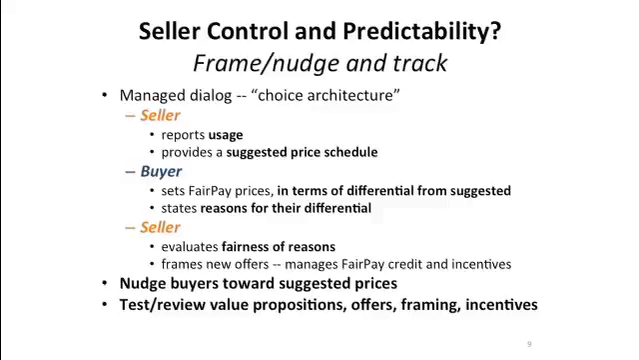after they've used it, the seller reports the usage, provides a suggested price schedule based on what they used and how, and the buyer sets the price in terms of a differential from that suggested price. So then the buyer states their reasons, and then the seller can evaluate the fairness of those reasons and then decide whether or not to frame new offers. And you can think of this as managing FairPay credit. If they're credit worthy, you give them better and better offers. If they're not so credit worthy, you don't.